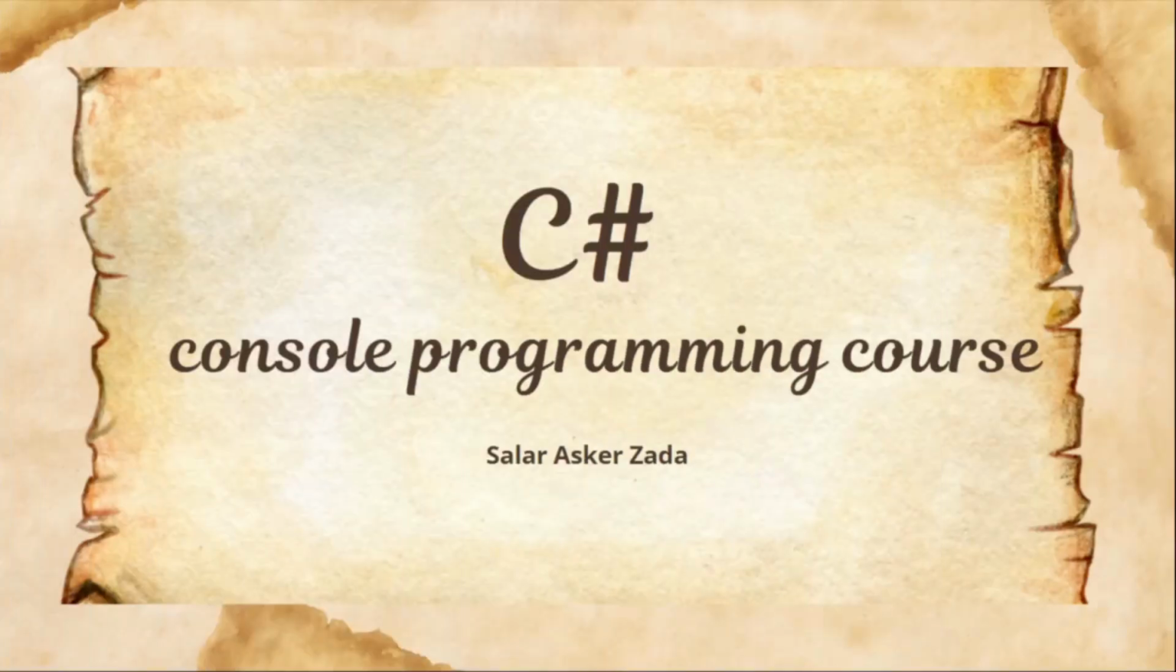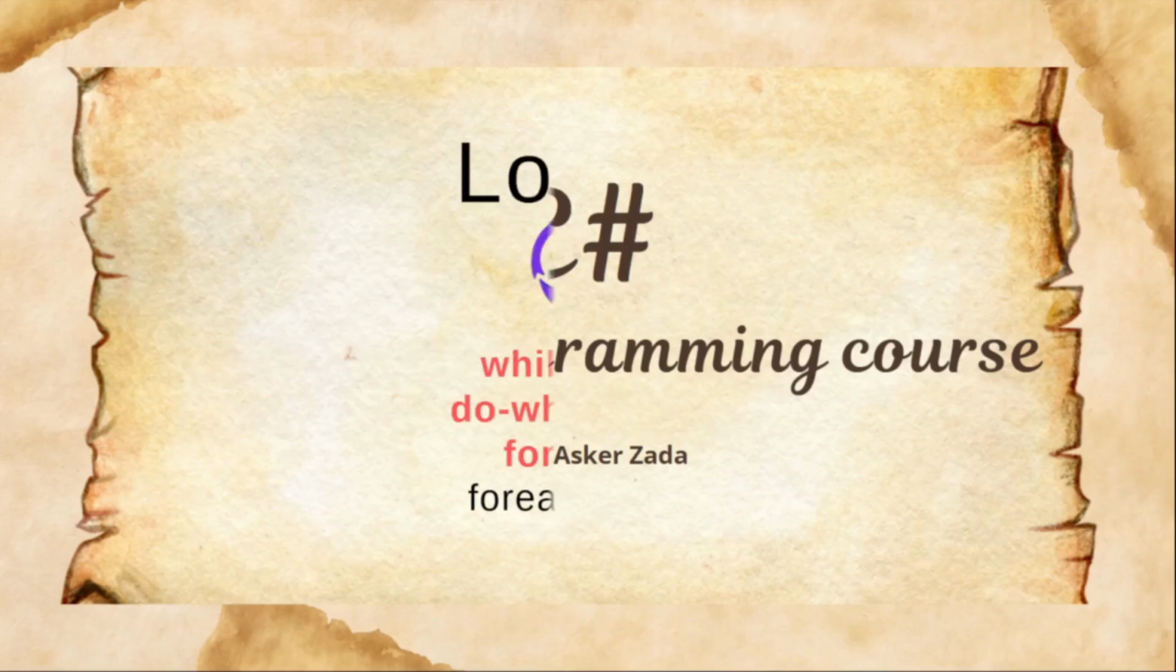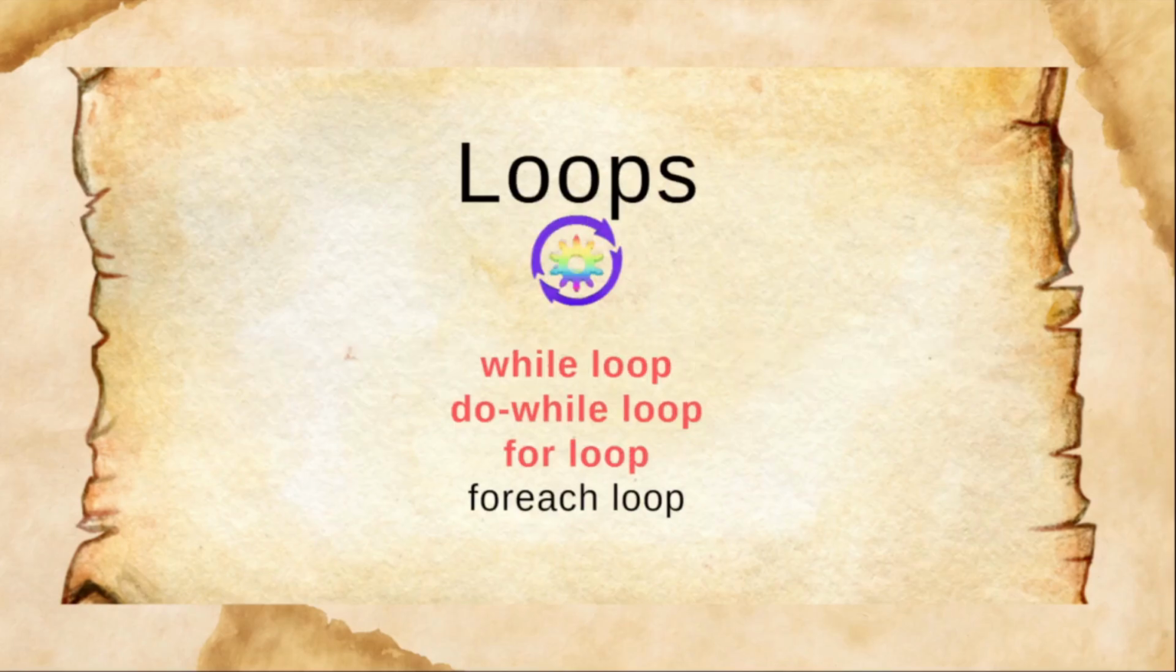We are learning C Sharp step by step. We have been learning loops in the last couple of lectures. We learned to code the while loop, do while loop, and the for loop. For loop we just covered in the previous lecture.